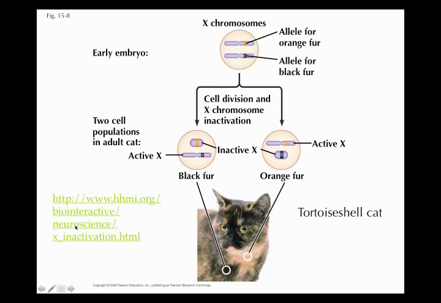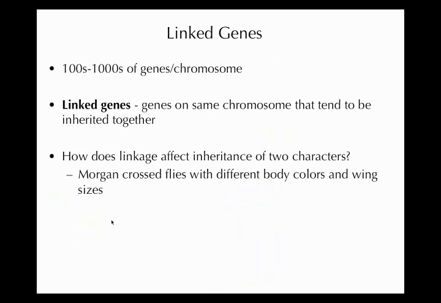Then I want to talk about linked genes. So this is different than what we've been talking about. We were talking about X-linked alleles, so genes on the X chromosome. Now we're just talking about what we call linked genes, which means genes on the same chromosome that tend to be inherited together. So basically this means they're really near each other, and so they travel together.